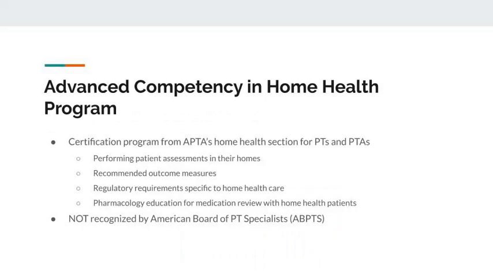The APTA offers an advanced competency program for home health, and it will review things that are pertinent specifically for home health practice, outcome measures, and regulatory requirements. There's also a pharmacology review, since we often conduct medication reviews with patients. It is not recognized by the Board of PT Specialists, meaning that it's not a credential that you get after your name, and you can't say you're a certified home health PT. You can only use the terminology saying that you've received a certificate of advanced competency in home health.